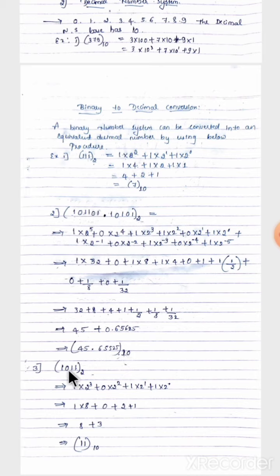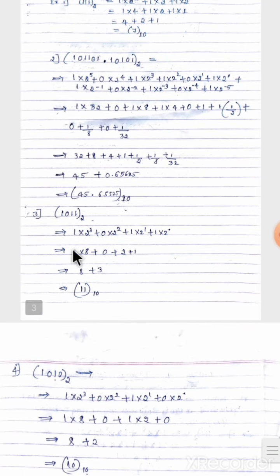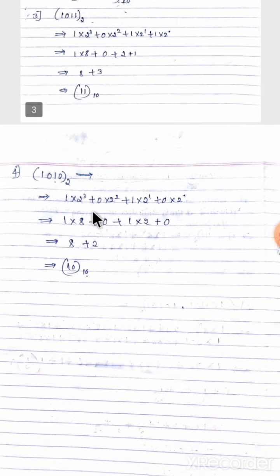Okay. Next, the third example is 1011 base 2. Now we have to convert this binary number to decimal. Here there is no point, okay, no radix point. So here 0, 1, 2, 3. So 1 into 2 raised to 3 plus 0 into 2 raised to 2 plus 1 into 2 raised to 1 plus 1 into 2 raised to 0. Simple calculation. 1 into 8 plus 0, plus 2, plus 1, that is 8 plus 3, that is 11 with base 10. That is, conversion of this binary number to decimal is 11 with base 10.